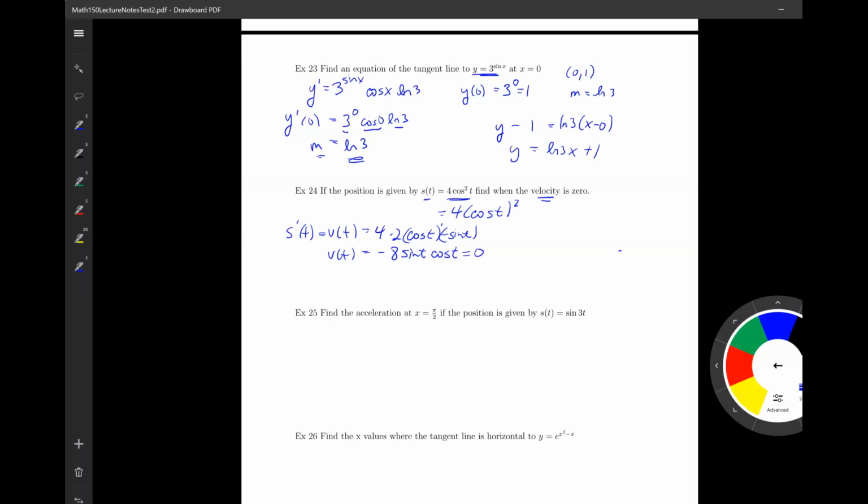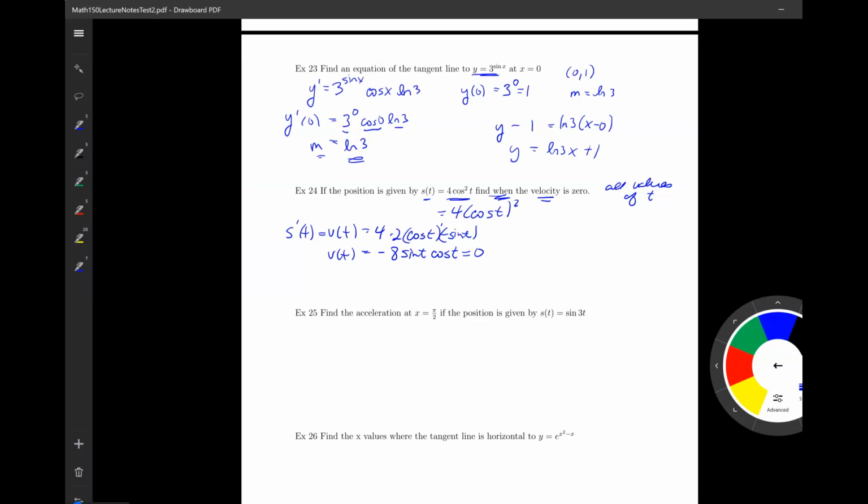And I'm finding the times, the when. So when does that happen? It's giving me no indication, so I'm going to use all values of t. Since it doesn't give me any restrictions, when does sine of t equal 0? And when does cosine of t equal 0?